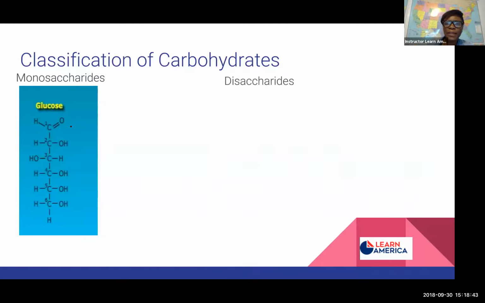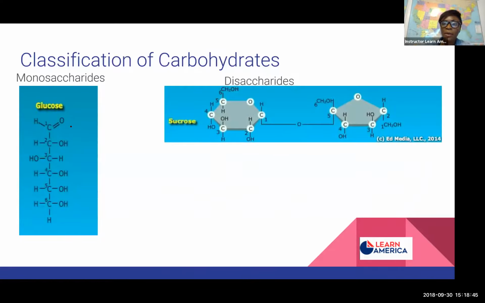Next, we have our disaccharide. Disaccharides are where we have 2 molecules. Here, by itself, we have that 1 molecule, but now we have 2 attached, hence the prefix di, representing 2 molecules of sugar. Sucrose is an example of a disaccharide. Maltose is an example of a disaccharide. Sucrose is our common table sugar. And you can see in this image the pentagon ring, the carbon makeup of that glucose molecule.